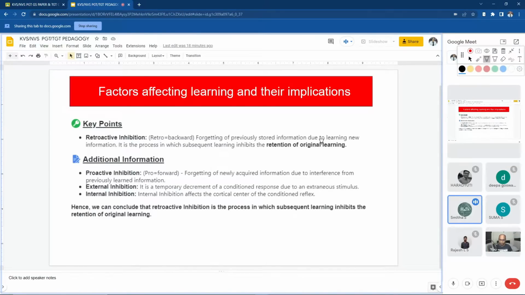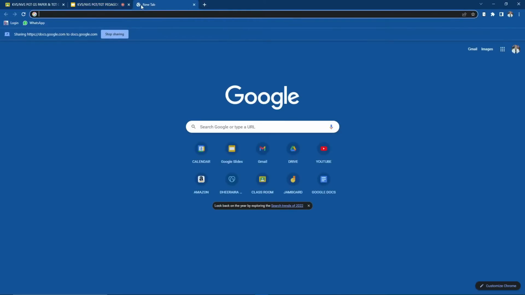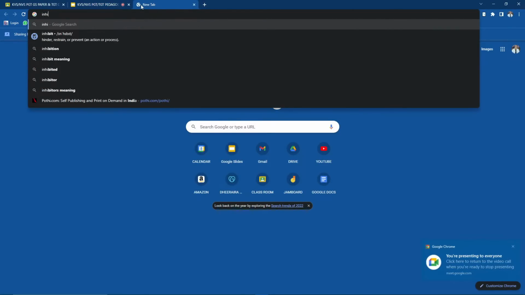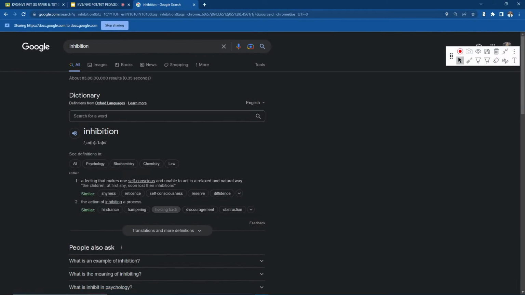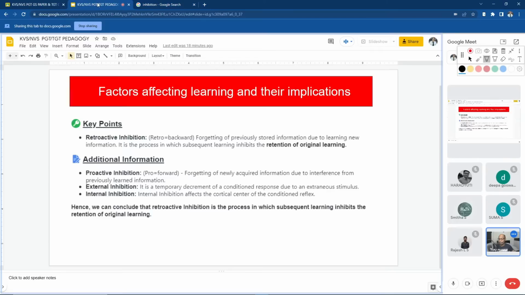So what is meant by inhibit, sir? Inhibition. You want the dictionary meaning? Inhibition means a feeling that makes one self-conscious and unable to act in a relaxed and natural way. One more example: sometimes girls feel a kind of hesitation to talk to boys, and boys also feel a kind of hesitation to talk to girls, so they have inhibitions. Smita, understood? Yes, sir, understood, sir.